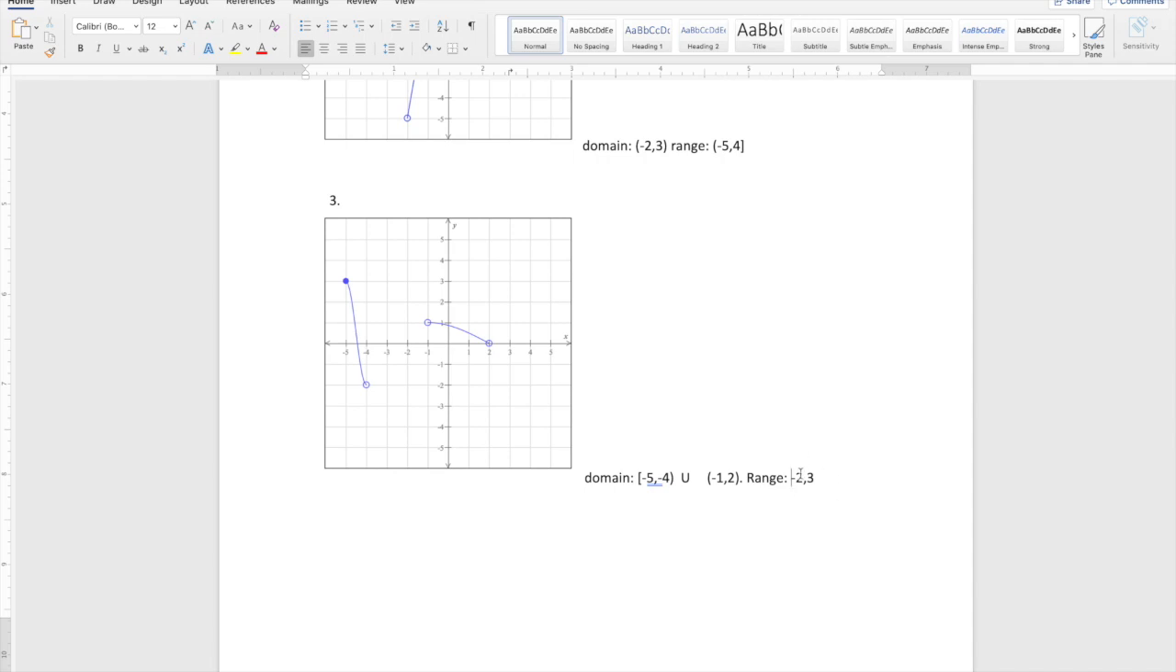Now let's give these numbers brackets or parentheses. -2, which is this point with the y value of -2, has an open circle, so we're going to give it a parenthesis. 3 here has a closed circle, so we're going to give it a bracket, and that's your range.